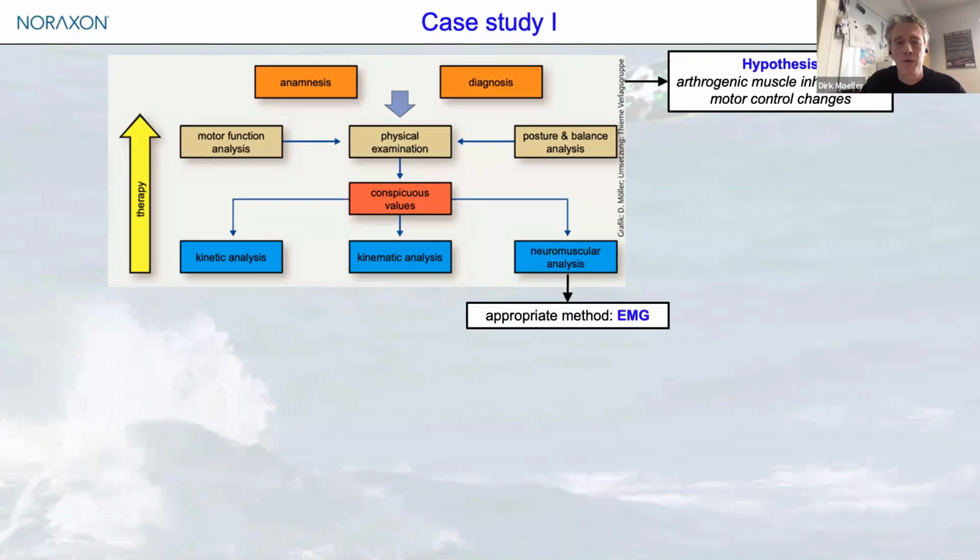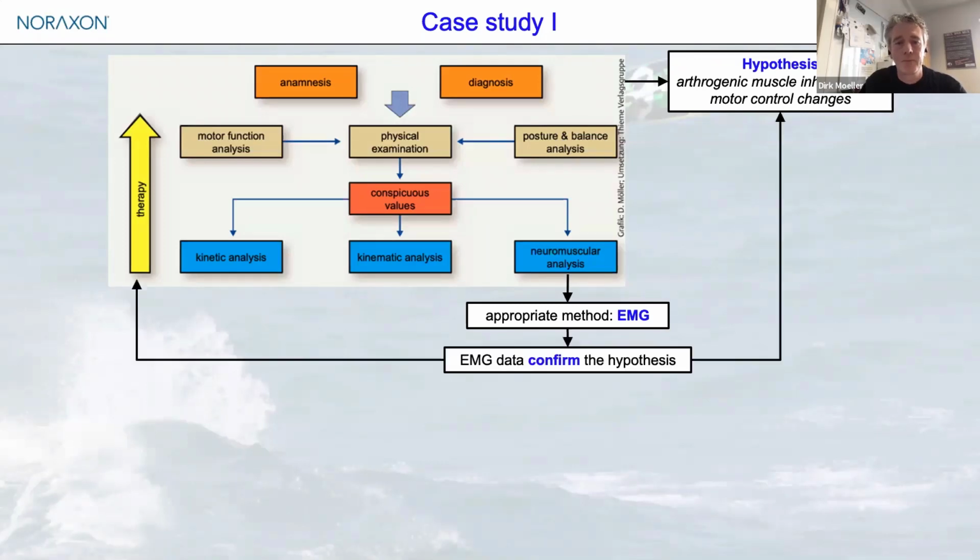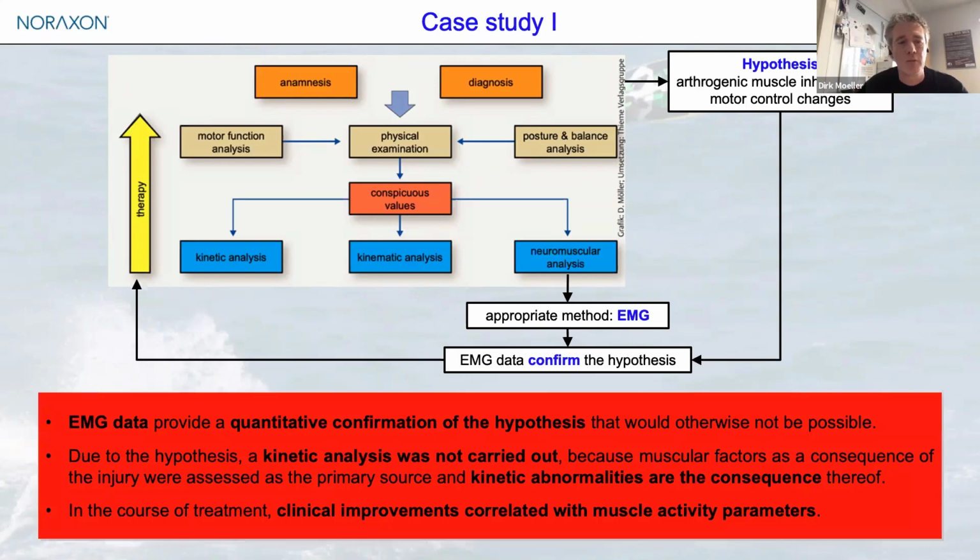We use the EMG as the appropriate method. The EMG data confirms the hypothesis, and additionally, it supports the therapy. I don't want to give so much information about the therapy; this will be in the next case. So just as a quick summary, this EMG data provides a quantitative confirmation of the hypothesis. Otherwise, it would not be possible to see this motor control problem.